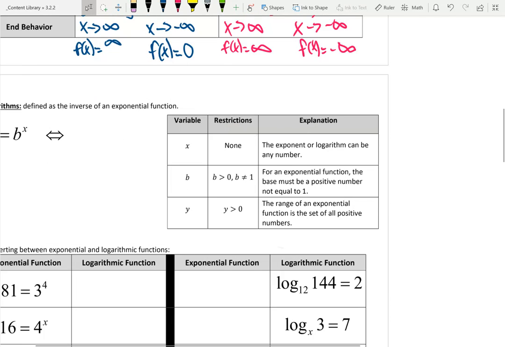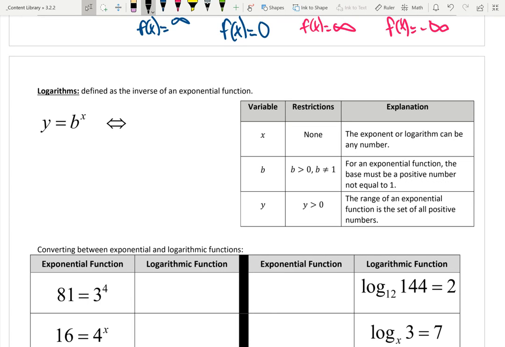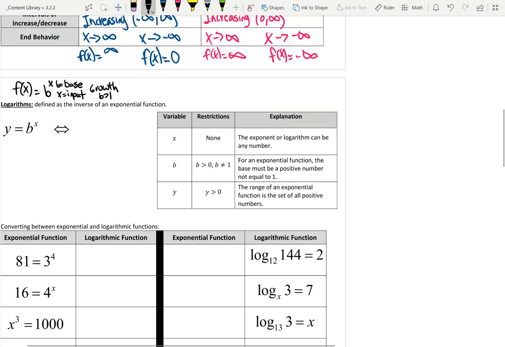What we're going to look at right now is f of x equals b to the x. B is the base, and x is my input. I know it's going to be growth because b is greater than 1. The base is greater than 1. So we need the inverse of this. Let me try to find the inverse.